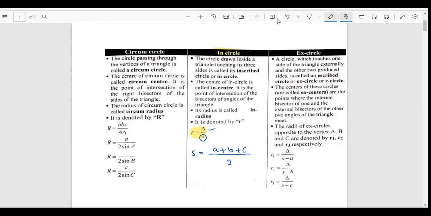लास्ट में क्या है? एक्स सर्कल, a circle which touches one side of the triangle externally and the other two produced sides.